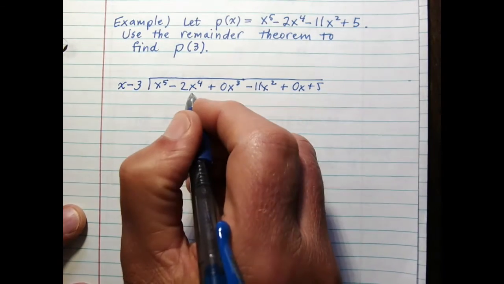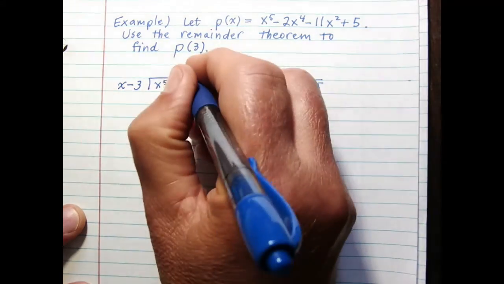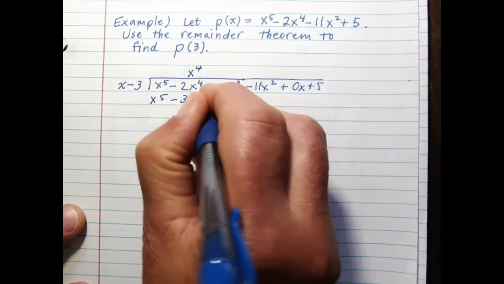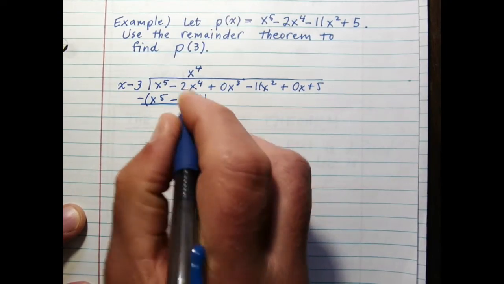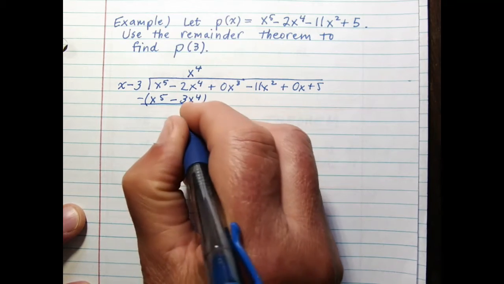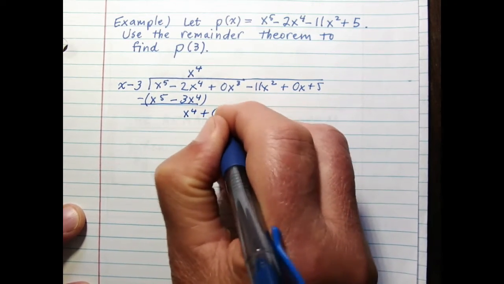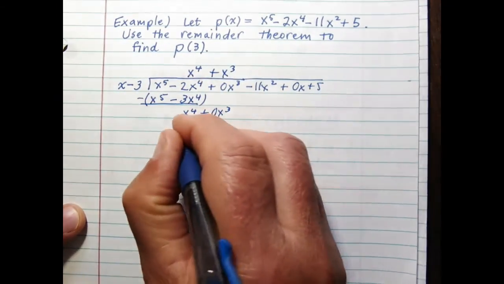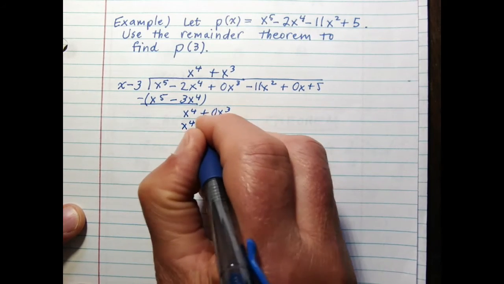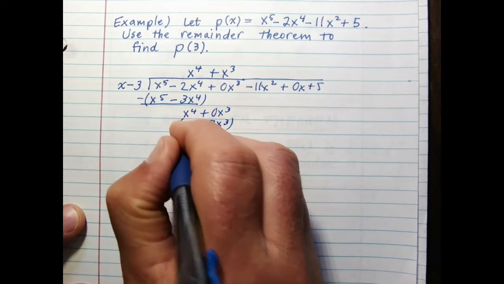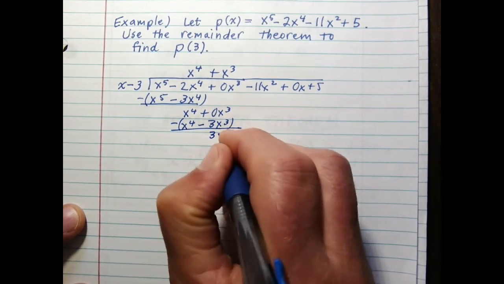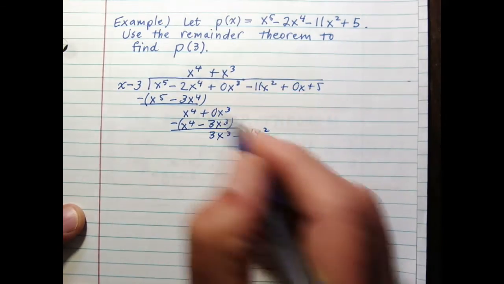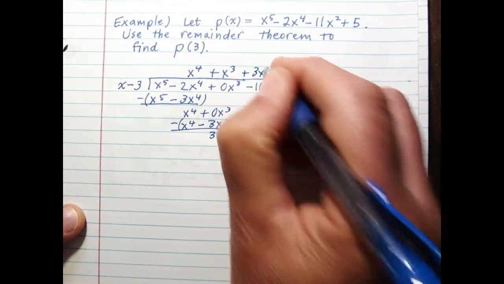So what times x is x to the 5th? That's going to be x to the 4th. And I want to go kind of quick because, again, you don't have to reproduce these steps. When I subtract, I'm going to get x to the 4th plus 0x cubed. What times x is that? That's going to be x cubed, and minus 3x cubed. Subtract. I get 3x cubed minus 11x squared. I bring that down. What times x is 3x cubed? Plus 3x squared.